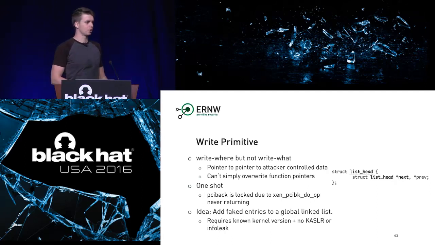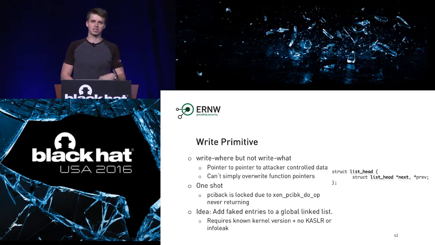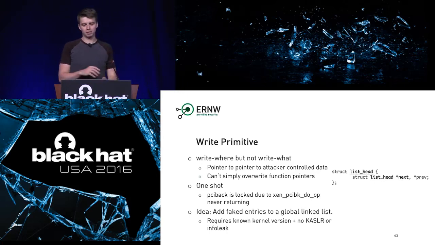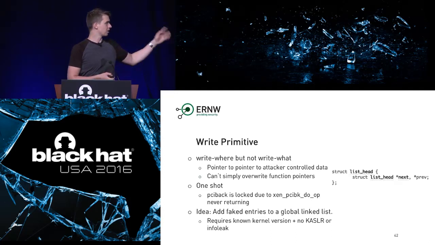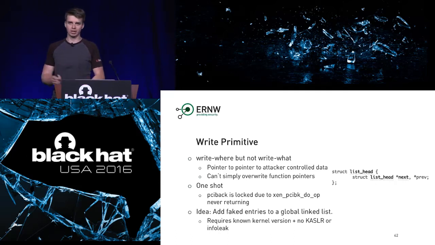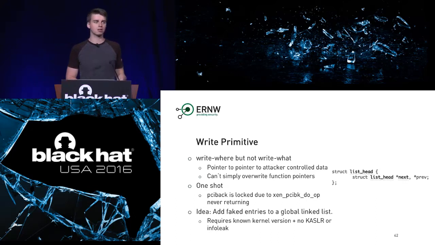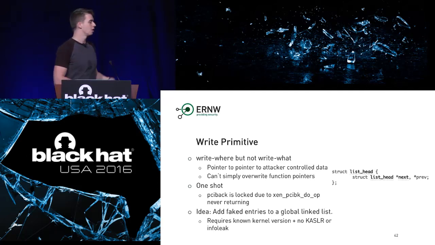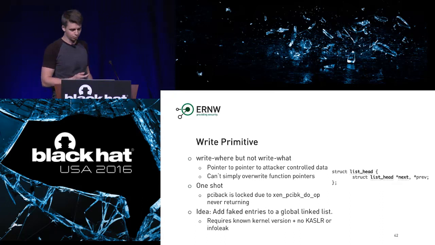The main problem of this exploit is that it's a one-shot, so you are only able to trigger a single write. This is stupid because after that, the lock is held and it will never return, so you can't exploit this vulnerability multiple times. What I'm going to do is add a faked entry to a global linked list, which works quite well, but it requires that you know the kernel version of your target system, and that it doesn't have KASLR, or alternatively that you find a different info leak in some other component. So this is the downside of this exploit approach.